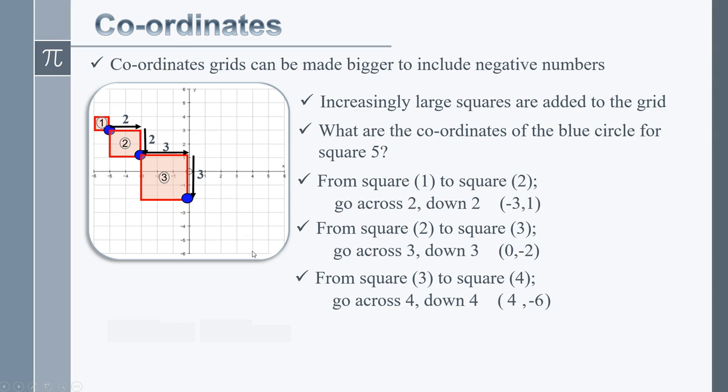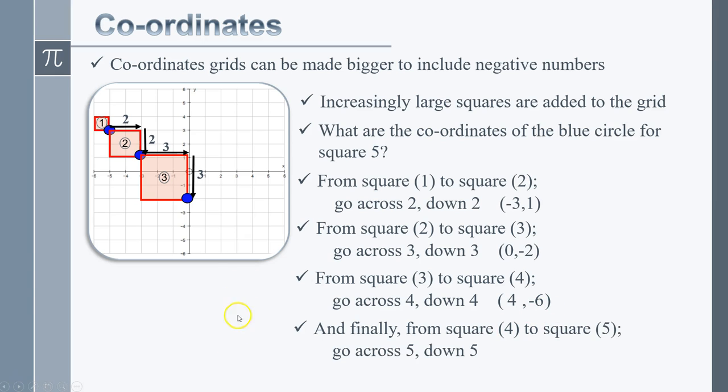For the last one, I can't count it out on the grid, so I'm going to look at the coordinates. To go from square 4 to square 5, we're going across 5 and down 5. From square 4, I'm at this point here. The x-coordinate is 4, so if I go across 5 units from there, I'm going to end up at 9. For the y-coordinate, I'm at minus 6, and going down a further 5, I'm going to end up at minus 11.